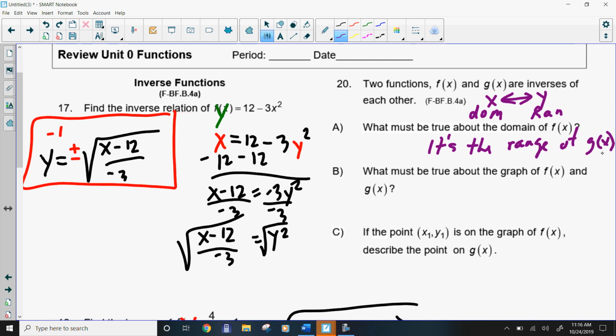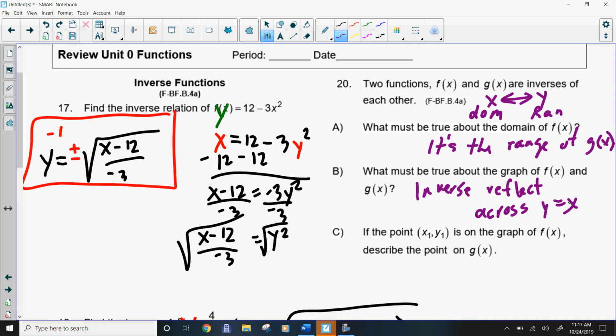What must be true about the graph? They're inverses. Inverses, hold on, I'm spelling totally wrong. Inverses reflect across y equals x. If the point is on the graph, describe the point on g of x.